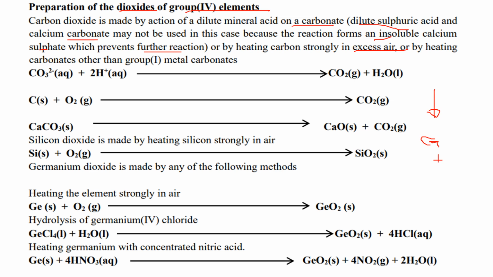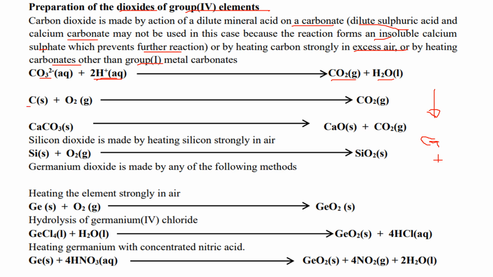And also by heating most of the carbonates except group 1 carbonates, because group 1 metal carbonates do not undergo decomposition. So when you have a carbonate, you react it with any acid. For example, lead(II) carbonate reacted with concentrated hydrochloric acid, you are going to get carbon dioxide gas together with water, and you also get the salt, but we excluded the salt.